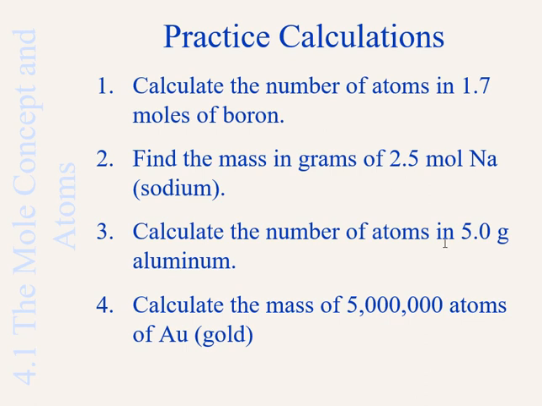Then here, calculate the number of atoms in 5 grams of aluminum. Here you will use both conversion factors. From grams you will go to moles, convert the grams of aluminum to moles of aluminum, and using the Avogadro's number conversion factor, convert the moles of aluminum to atoms of aluminum. Then calculate the mass of 5 million atoms of gold. Here you want the answer in grams. Whenever it asks for mass, you want it in grams. So from atoms to moles will give you the number of moles using the Avogadro's number conversion factor, and then from moles of gold to grams of gold using the molar mass conversion factor.